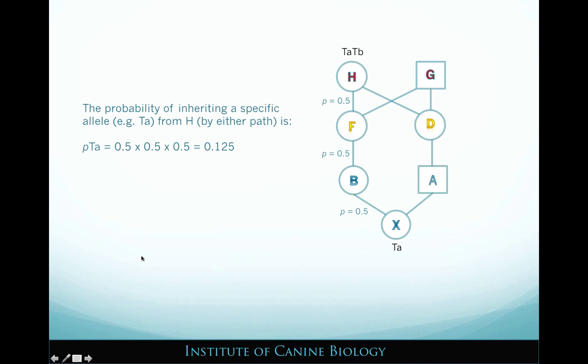We know that the probability of inheriting a specific allele is 0.5, and it's 0.5 for each of these steps. So to compute the probability that X will inherit a specific allele from a great-great-grandparent, we multiply each of these probabilities here, 0.5, 0.5, 0.5, which comes to 0.125 or 12.5%. So that's the probability of inheriting one allele, either TA or TB, from the ancestor X by this path.